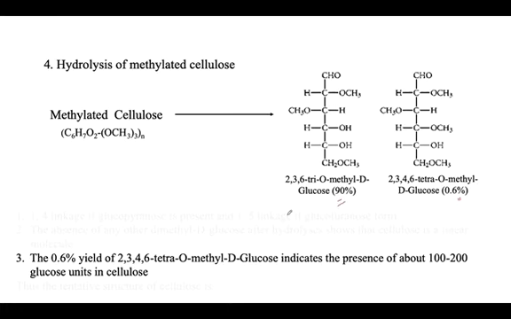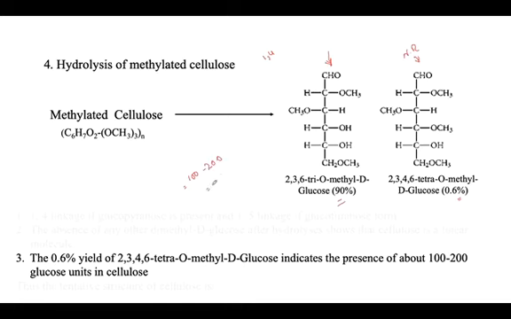and 0.6%, as I said, this will be the non-reducing end, which will give us the molecule like this, and the reducing end will be lost, and then the remaining ones will be formed because they will have two linkages. And as we have decided now, it is the 1,4 linkage. So the non-reducing end will give us this. So the 0.6% means that around 100 to 200 glucose molecules are present in the cellulose.